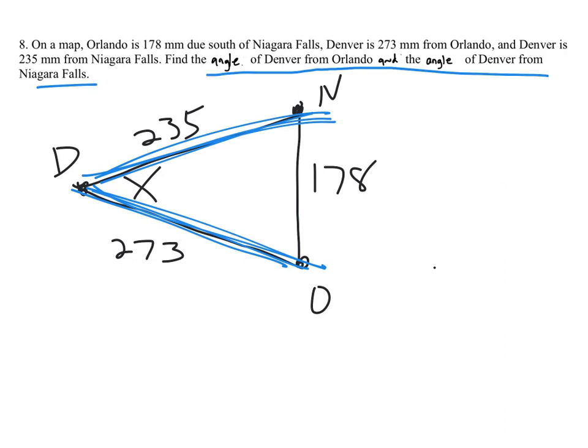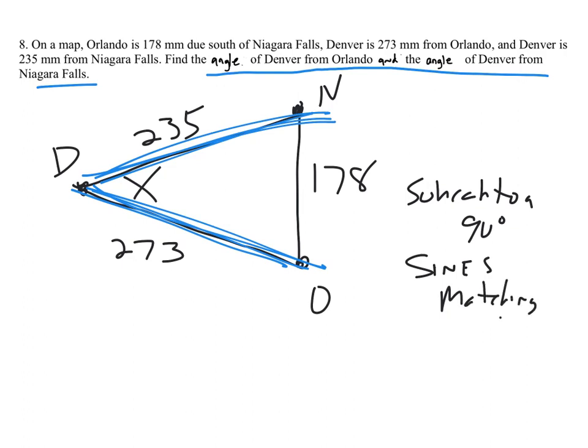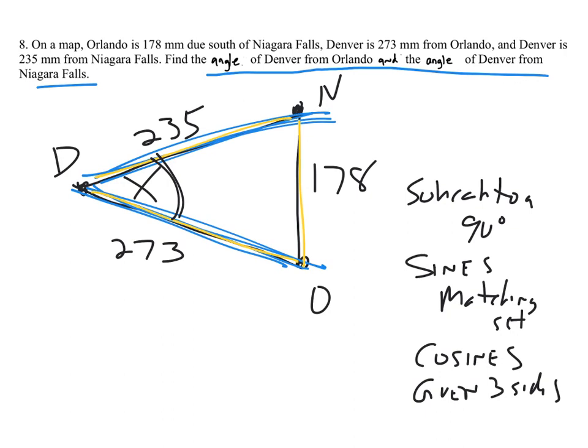So if I go through my checklist, SOHCAHTOA, do I have a 90-degree angle? Here in this triangle, there's no angles. Law of sines, do I have a matching set? Well, since there's no angles, there's not going to be a matching set. Here, this is going to be another example of the law of cosines because we are given three sides. You're given the length of all three sides of this triangle. So in this triangle, which I'll call triangle DNO, I have to find angle D.